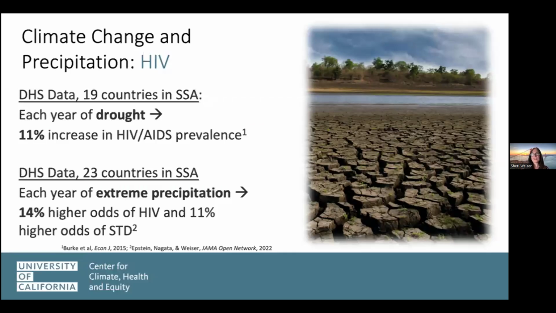So starting with water stress, studies consistently show that people who live in drought conditions have a higher prevalence of HIV. So for example, one study that used demographic and health survey data, or DHS data, from 19 countries in sub-Saharan Africa found that each year of experiencing drought was associated with an 11% increase in the HIV/AIDS prevalence. And in our team, we looked at the converse and used DHS data from 23 countries in sub-Saharan Africa. And we found that each year of experiencing extreme precipitation was associated with 14% higher odds of HIV and 11% higher odds of another sexually transmitted infection.